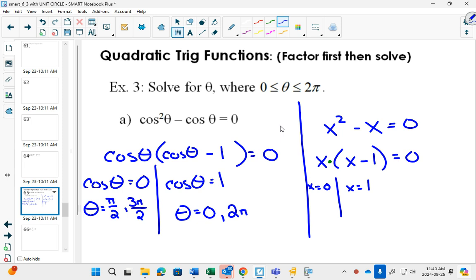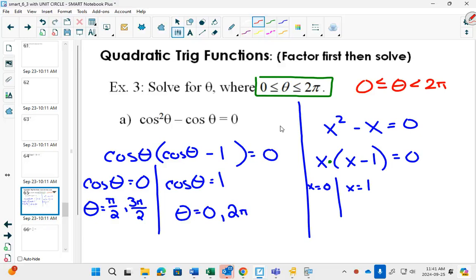Now something that's going to come up quite a bit is you're going to have to double check your domain. In our case, our domain said 0 is less than or equal to theta is less than or equal to 2 pi. Sometimes the textbook does this. I'm going to show you what the textbook sometimes does. I'm going to do it in red. Notice the slight difference. Not really a lot of difference, but there's a tiny thing that's different.